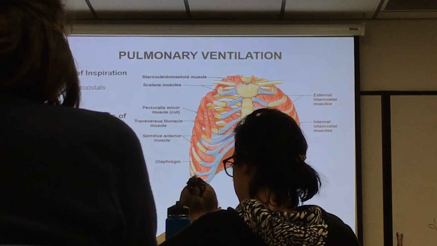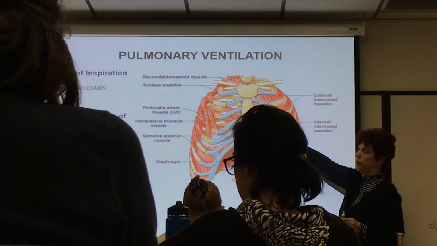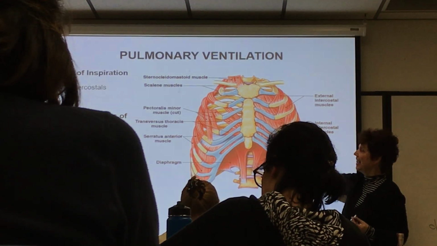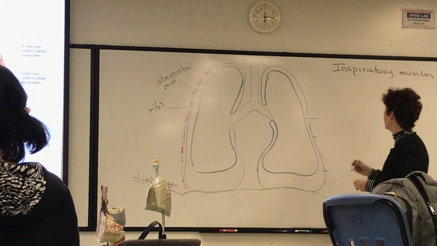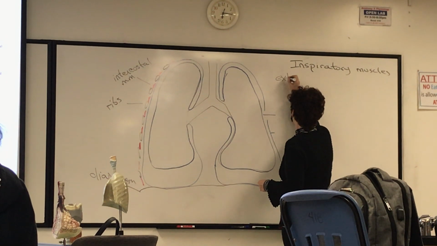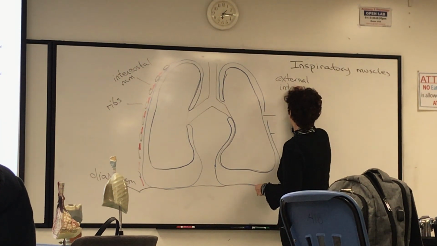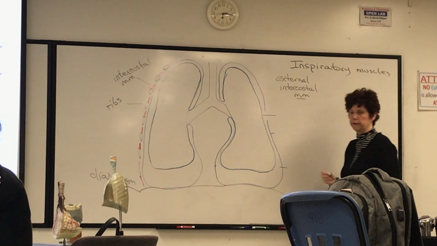So we have the external intercostals, and those are superficial to the internal. This is a review of File 430. Intercostal means between the ribs, so they are found between the ribs. And their function is to lift the ribs up. MM is my abbreviation for the plural for muscles.